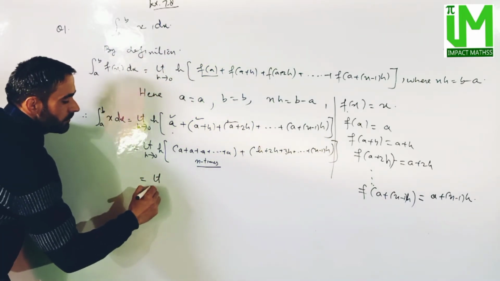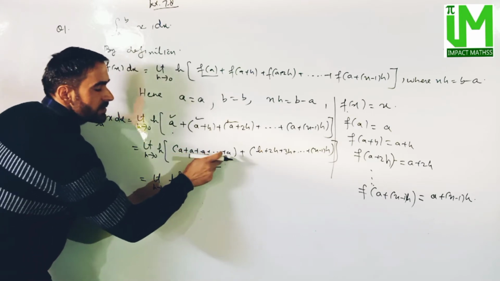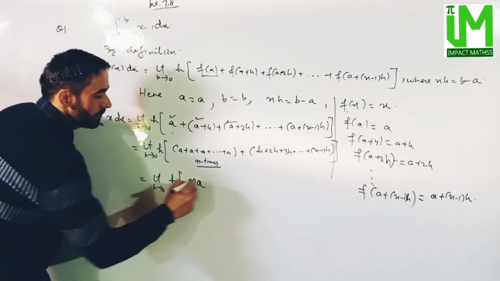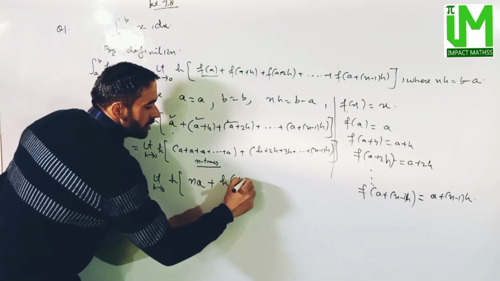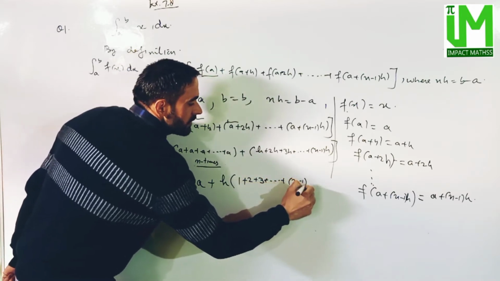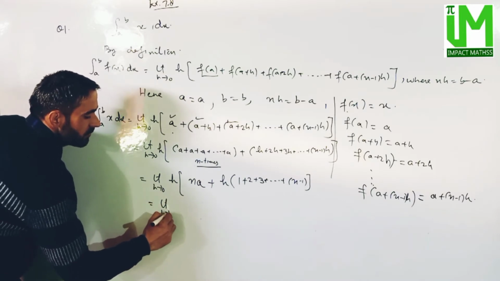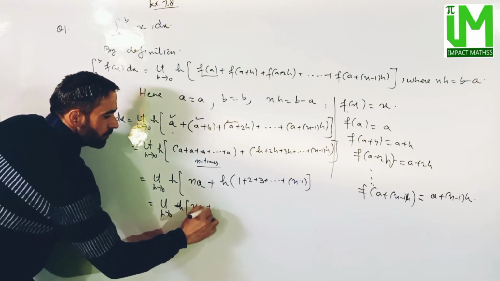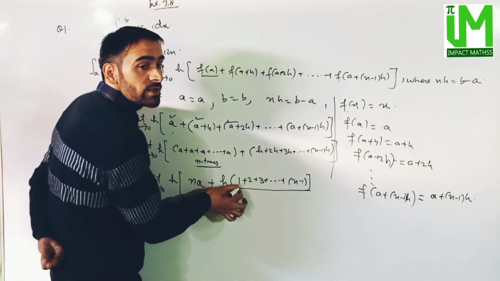So this is equal to limit h tends to 0 of h times a plus a, n times. So this will be n times a plus the remaining terms. If we take h common, it will be h times 1 plus 2 plus 3 plus up to the last term, which is n minus 1. So this is equal to limit h tends to 0 of h times n into a plus h into the sum. Okay, so this is the sum of first n minus 1 natural numbers.